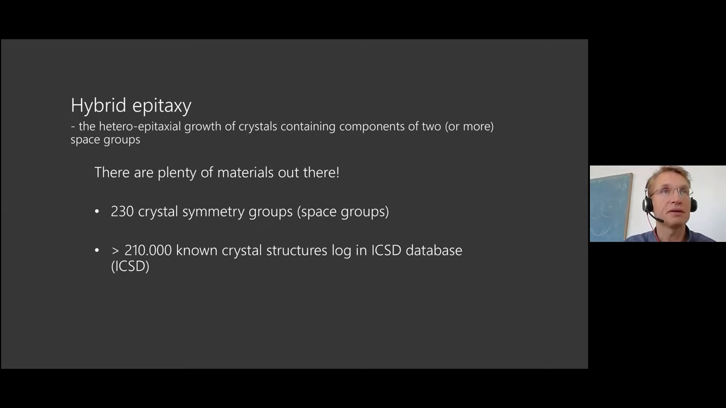And there's really a lot of materials to explore out there. Of course, there are 230 different crystal symmetry groups. And on each of these symmetry groups, we can, of course, put different atoms inside. This was a note on a slide from last year, but at that stage, there were already 210,000 known crystals being characterized at different synchrotrons. So there's a lot of things to explore.